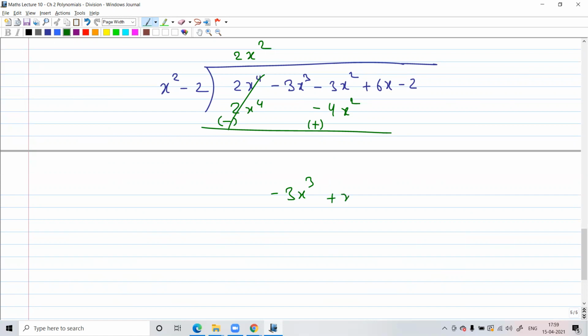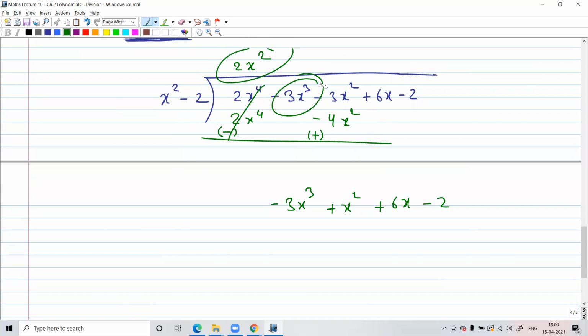Sir, yes. Why did you leave that minus 3x cube? See, when you multiply this 2x square with 2, what are you going to get? You're going to get a square term only, right? So you always have to write like terms below like terms. You have to write x square below x square. You should not write it over here. Here you have the x cube term, right?